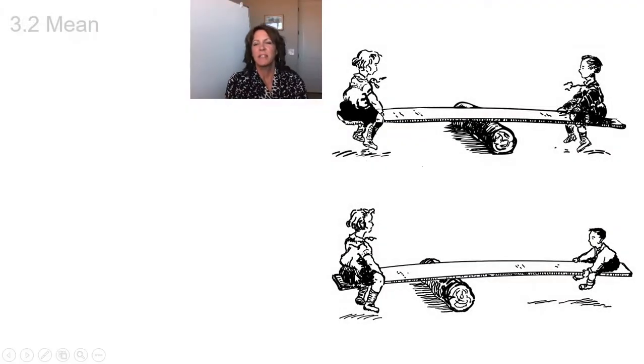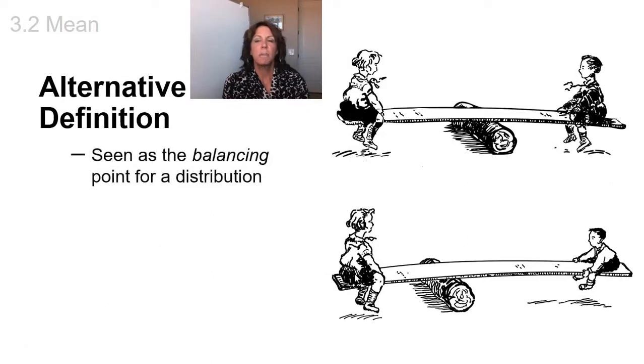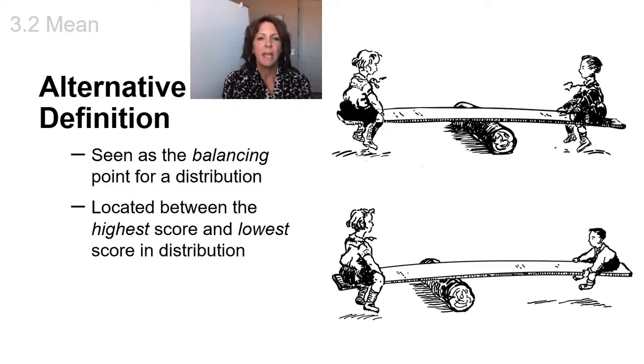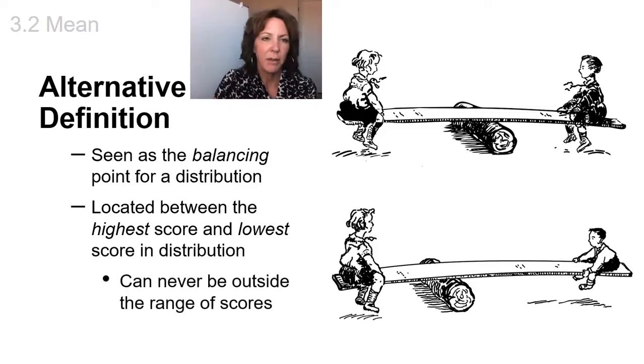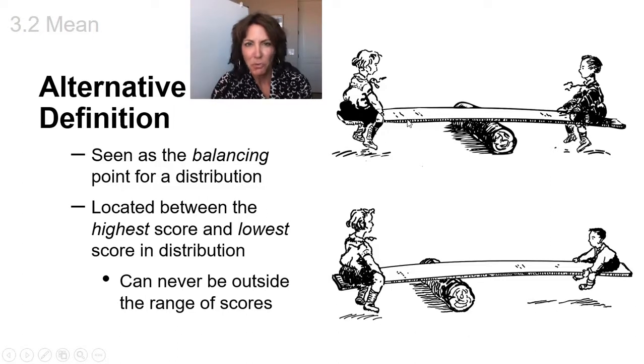All right. Another alternative definition for the mean is the balancing point of the distribution. This point, I think, is fascinating. The mean is located between the highest score and the lowest score in the distribution, right? It can never be outside the range of scores. The mean balances out all the scores. So we're going to use this illustration here. We have 2 children here. It's kind of an old drawing, and they're about the same size.